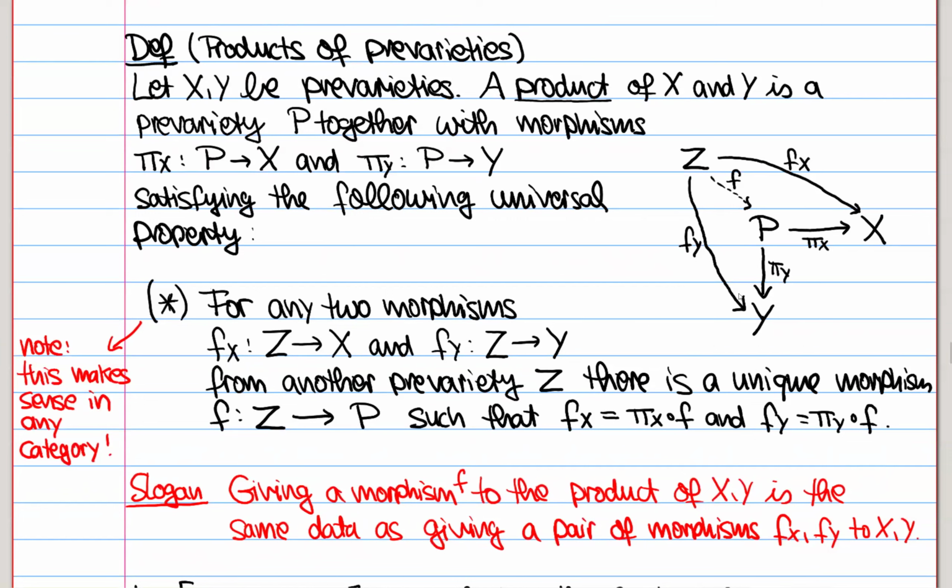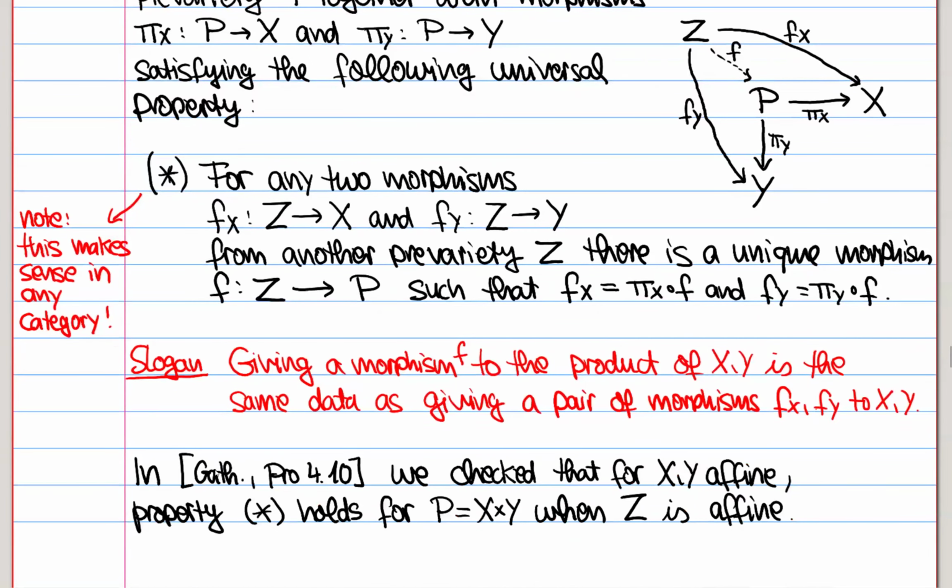So we had seen this here before for affine varieties. And the slogan there was that giving a map to a product is the same thing as giving a pair of maps to X and to Y, respectively. As a side remark, note that basically this entire definition here makes sense in any category. As long as you know what the objects and the morphisms are, you can always write this down. So if you want, this defines for you in any category what it means to be a product of two objects. And that's a very useful thing to keep in mind.